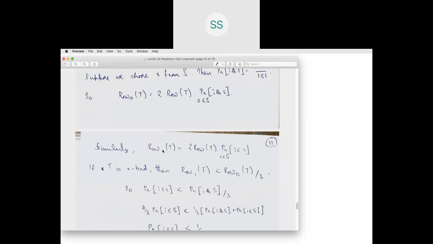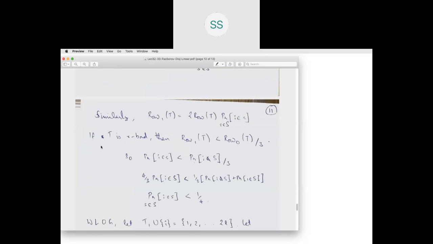Similarly, we can say that rho 1T, again this is a very similar calculation, or we can also use the earlier defined equalities where we saw that rho T is equal to half of rho 0T plus rho 1T. If you use that to work it out, you'll get that rho 1T is 2 rho T times 1 minus the probability of I not in s, but 1 minus the probability of I not in s is the probability that I is in s. So rho 1T is twice rho T times the probability of I in s, where small s is chosen uniformly from capital S.